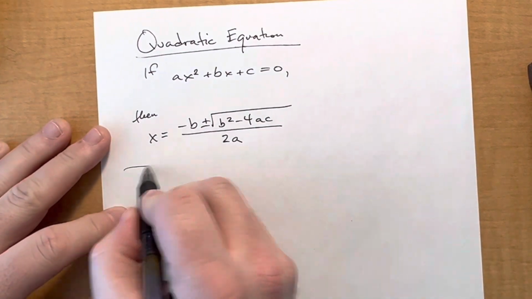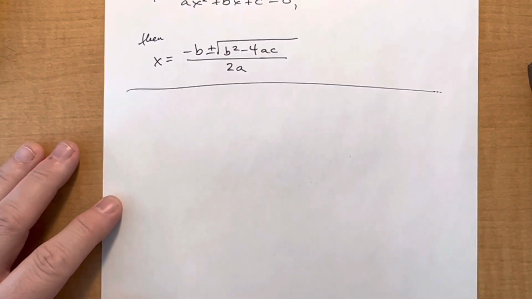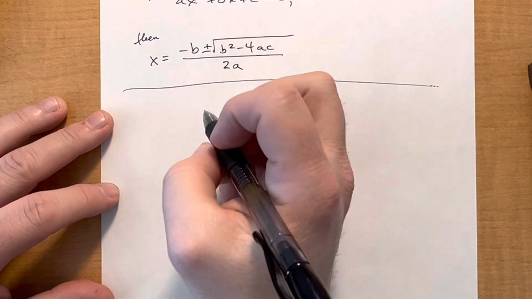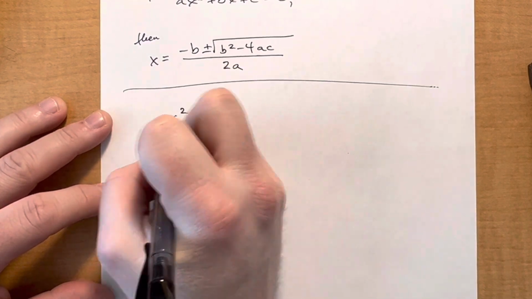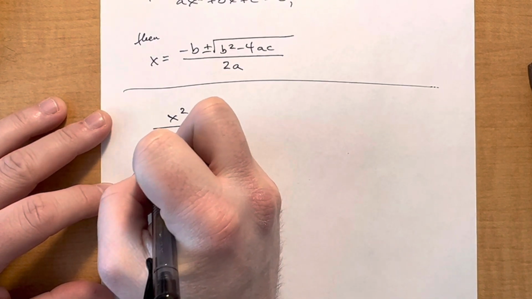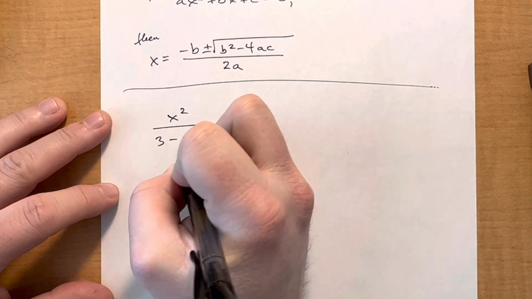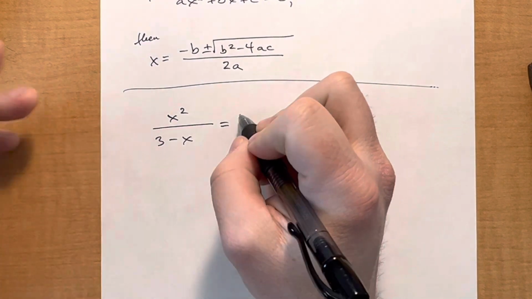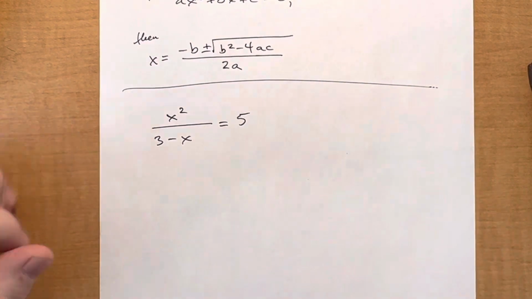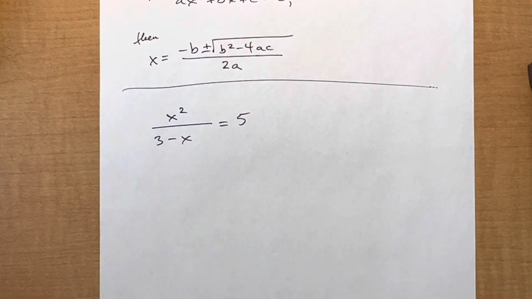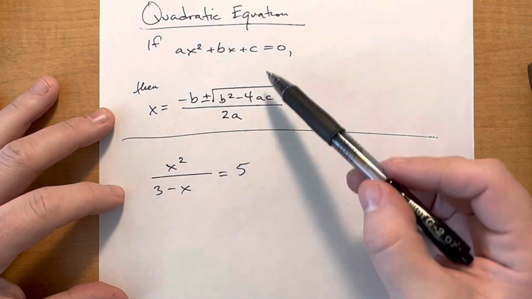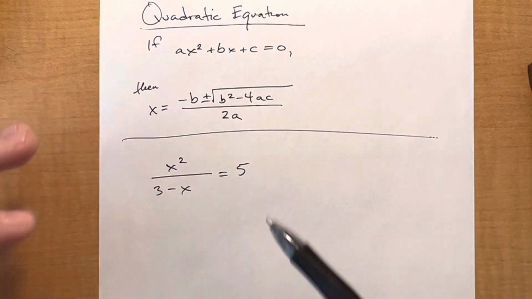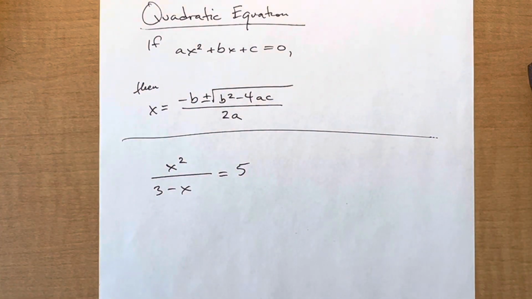So I'm going to make up an example. I don't actually have one pre-planned, but we'll figure it out. So let's say we have x squared over 3 minus x equals 5. Keep the numbers real simple just so we can do the algebra here. This does not look like this, and that is inherently the challenge here.